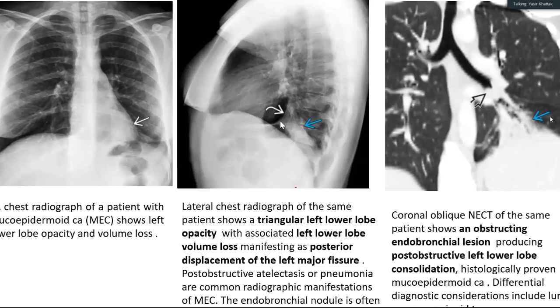There's a displacement of the fissure. This is very important to see. Most of us do not do lateral X-rays in our country back home, and we're not well versed with the lateral views, but this can sometimes be very helpful. Another case of CT scan with an endobronchial lesion causing post-obstructive left lower lobe consolidation. This is also a proven case of mucoepidermoid carcinoma.